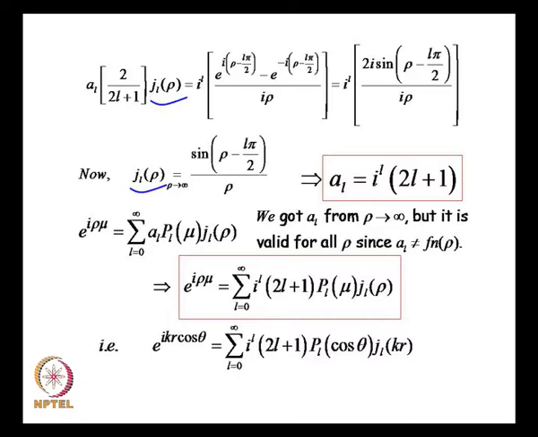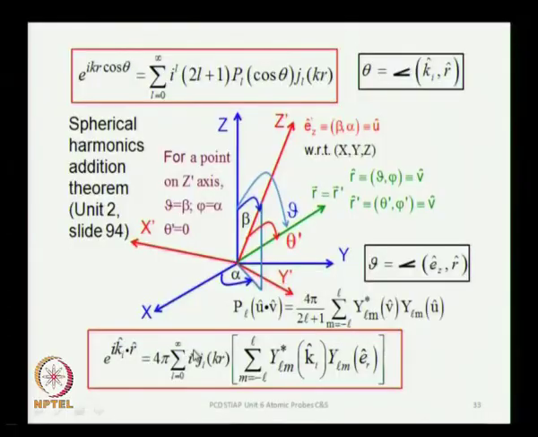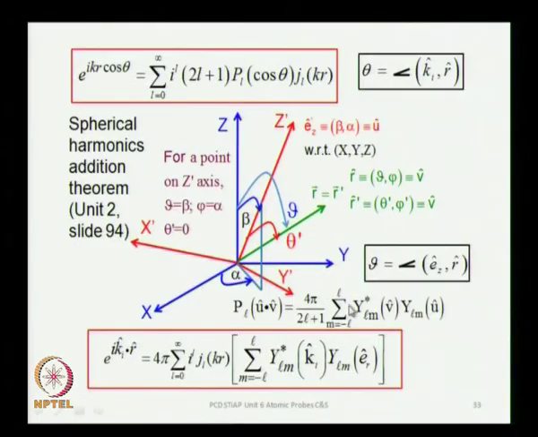You can write it in terms of k, r and cosine theta. And I will now make use of the addition theorem for spherical harmonics, which we did in unit 2, okay? Because this allows us to write this Legendre polynomial P L cos theta. This is the spherical harmonics addition theorem, which we have already discussed in unit 2. So, this Legendre polynomial for an arbitrary value of L, for an arbitrary angular separation between two directions u and v, is given by the summation over a product of spherical harmonics, and you can plug in this summation in place of this P L cos theta, so that you can write this plane wave e to the I k dot r or e to the I k r cosine theta.